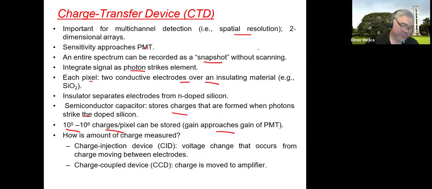So how is the amount of charge measured? For the CID, voltage change occurs from the charge moving between the electrodes. For the CCD, the charge is moved to an amplifier.